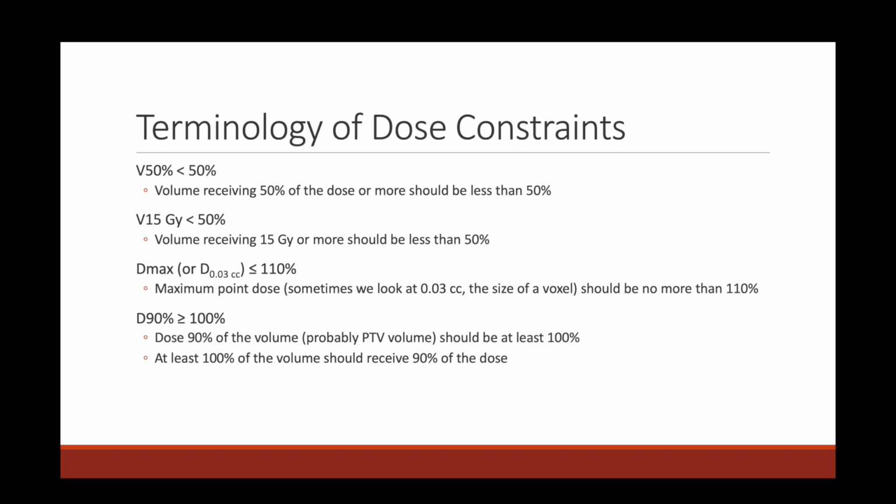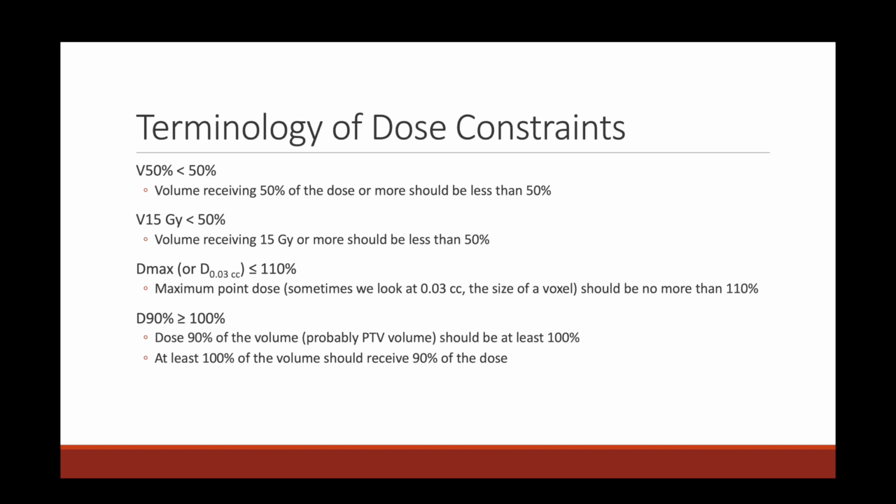And then finally, you can also express it as a percentage. So you can say D90% is greater than or equal to 100%. So that is saying that the dose to 90% of the volume should be at least 100%.